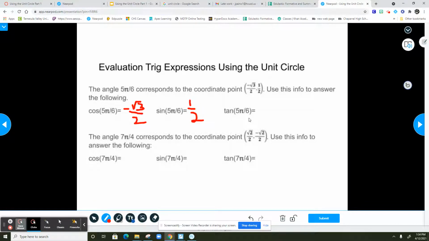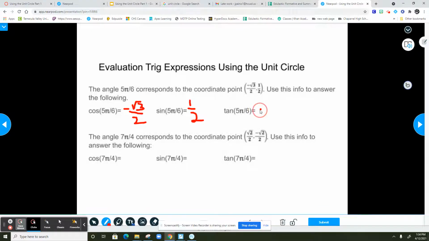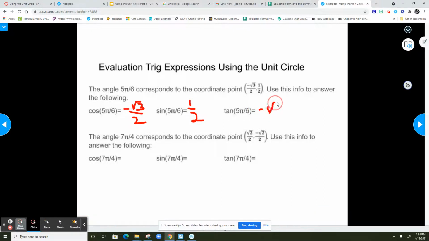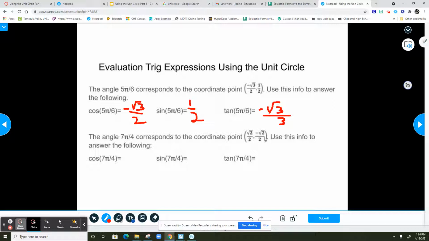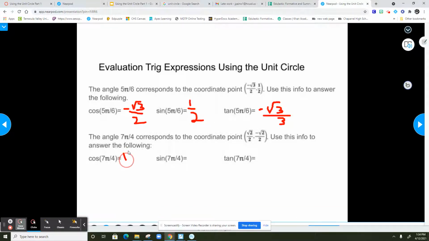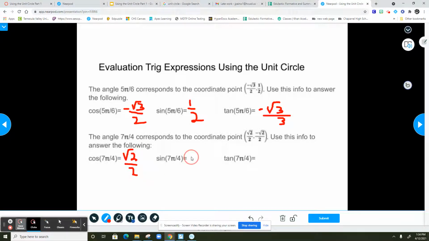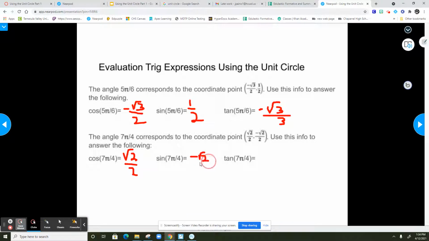And then tangent, again, so y over x, right? We get this one where you get 1 over rad 3, or negative rad 3, so it's going to end up being negative rad 3 over 3. Okay, 7 pi fourths cosine. Again, remember 7 pi fourths is all the way in the fourth quadrant, so the x is positive, rad 2 over 2. Sine is going to be negative, negative rad 2 over 2, and that makes the tangent just negative 1.